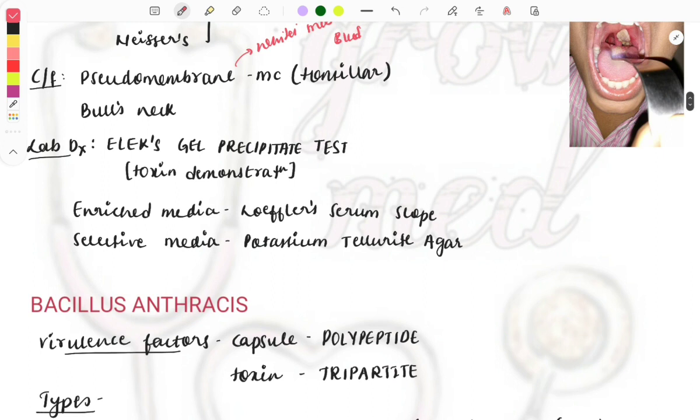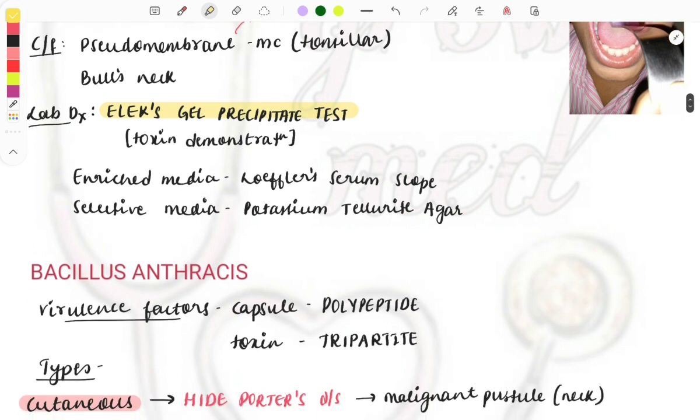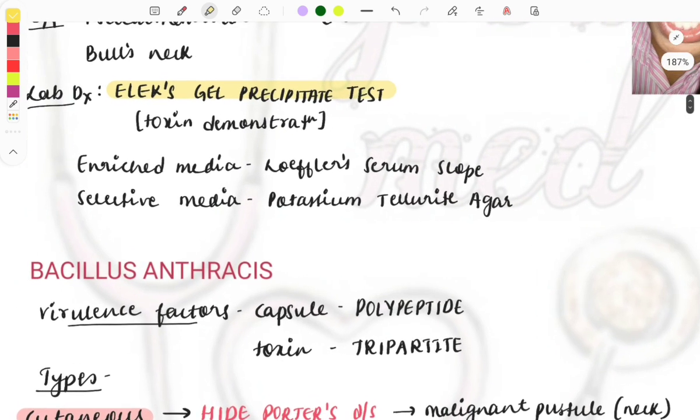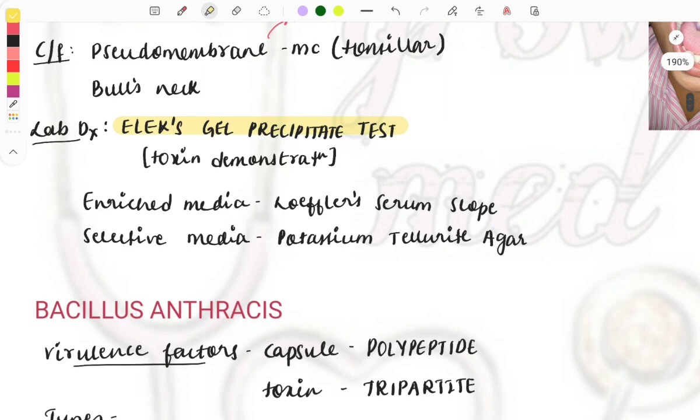Then the lab diagnosis. So this was a PYQ asked: for diphtheria toxin, which test is done? So it is the Elek gel precipitation test we will be using for the demonstration of the toxin. Then the other two media used for this are the Loeffler serum slope, and for the selective one it will be the potassium tellurite agar. So you need to remember these things also.